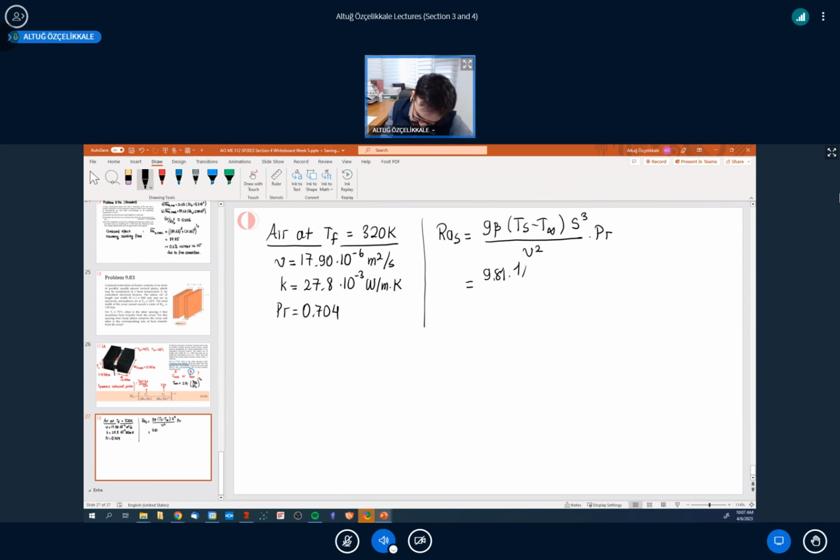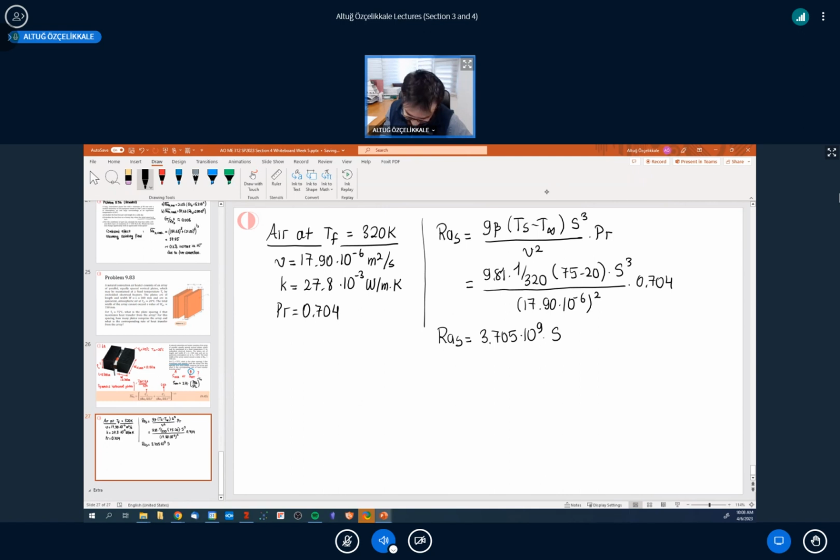9.81 times 1 over 320 times 75 minus 20. We don't have the S value, so we are going to simply write S cubed over here and continue. 17.90 times 10 to the power minus 6, squared, multiplied by 0.704. Under these cases, we are going to obtain the Rayleigh number as a function of this spacing: 3.705 times 10 to the power 9 multiplied by S raised to the power 3.